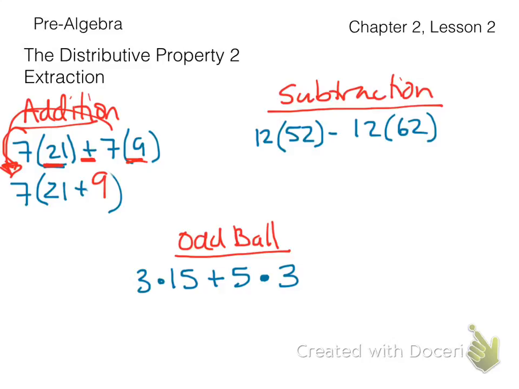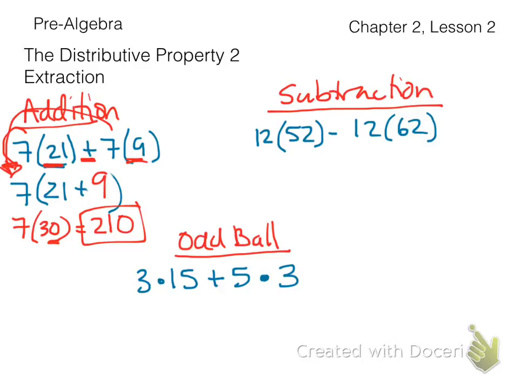Well, now, I just do the order of operations. What's 21 plus 9? Well, 21 plus 9 is 30. 7 times 30. Well, 7 times 3 is 21, and then you just add a 0. Add that 0. So there you go. That's it. So that's the extraction method with addition.